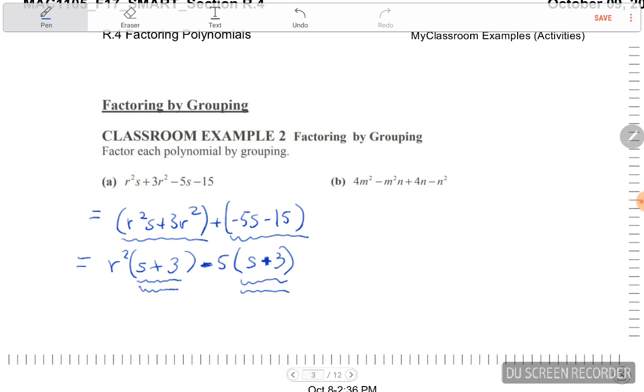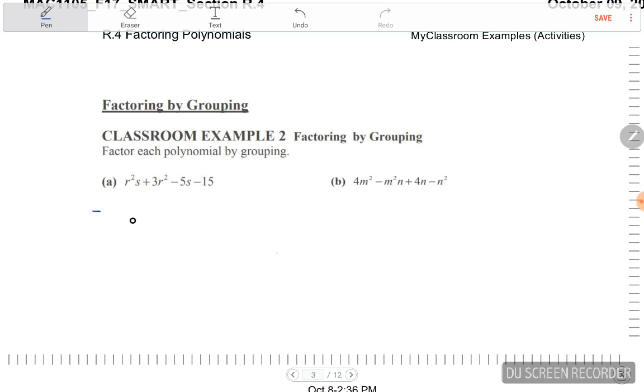So let me say that again. When I do this step of rewriting as r squared s plus 3r, grouping them like this, 3r squared, putting the parentheses around them, I'm trying to make them a single term. I'm trying to take two terms and make them into a single term in a sense.